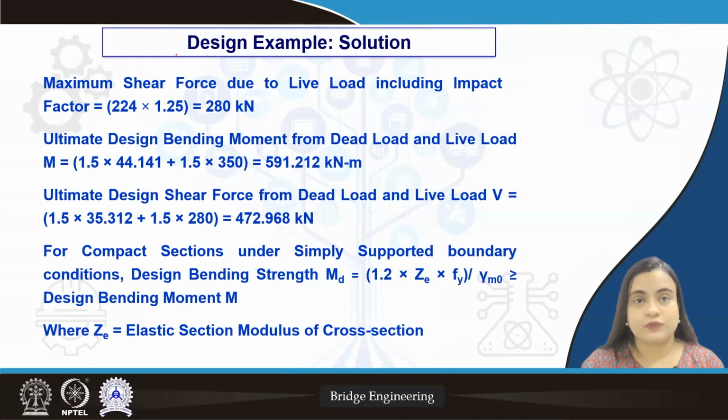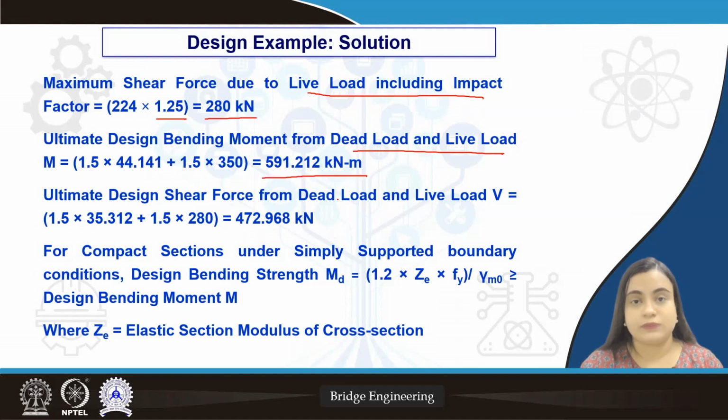Now, the maximum shear force in the stringer beam due to live load, including impact factor of 1.25, will be equal to 224 times 1.25. That is equal to 280 kilonewton. The ultimate design bending moment arising from dead load and live load can be obtained by considering 1.5 times dead load bending moment plus 1.5 times live load bending moment. That is equal to 591.212 kilonewton meter.